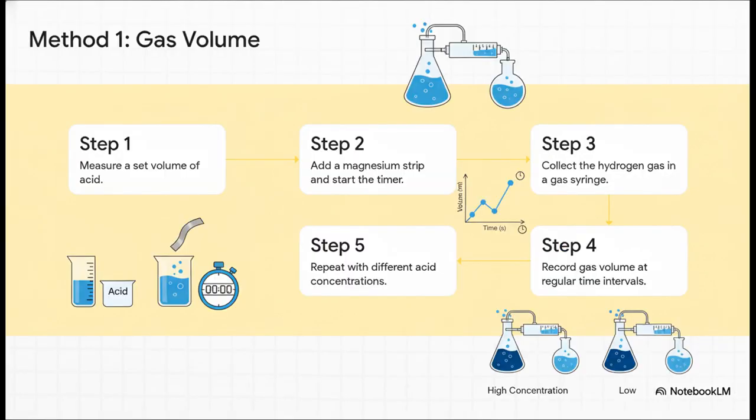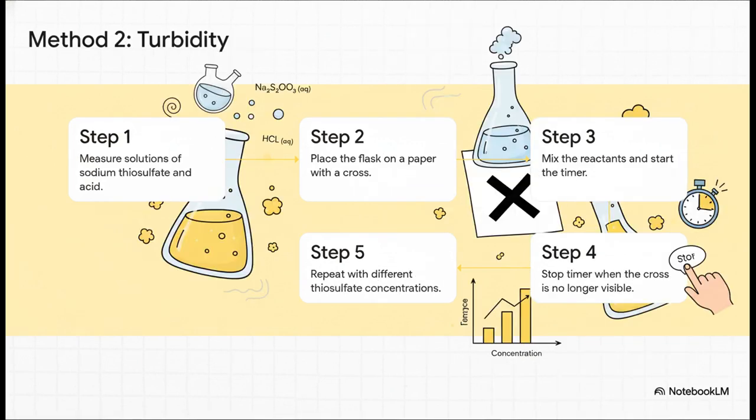Okay. Method 1, measuring the gas. So picture this. You take some hydrochloric acid, you drop in a strip of magnesium, and boom, hit that stopwatch. As it fizzes away, it produces hydrogen gas, which you collect in a gas syringe. And you just sit there and every, say, 10 seconds, you write down how much gas you've got. You keep doing that until it stops bubbling. And then the important bit, you do the whole thing all over again, but this time with a different strength of acid.